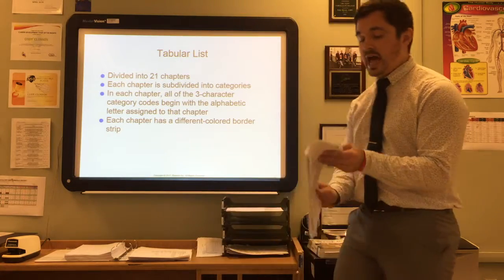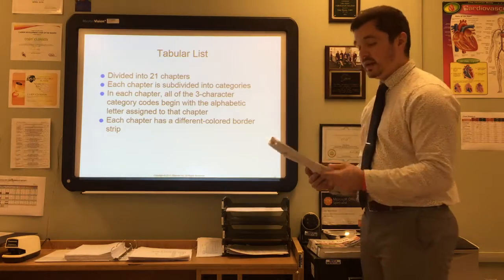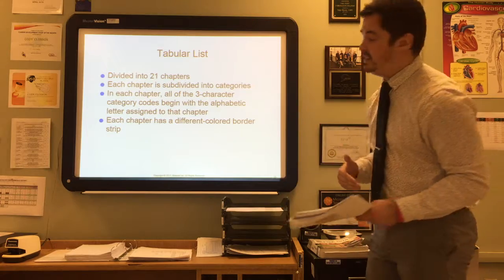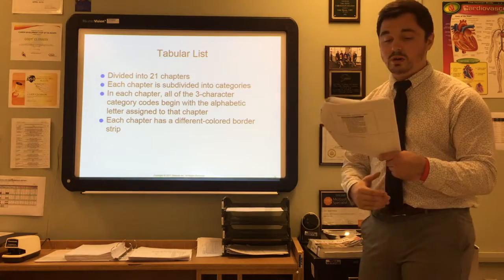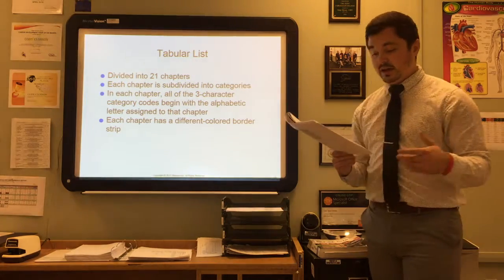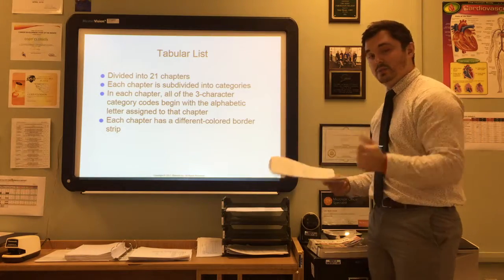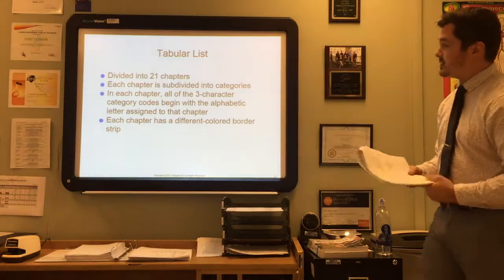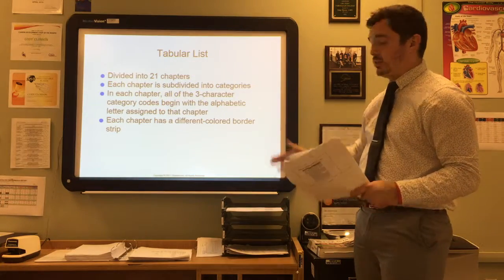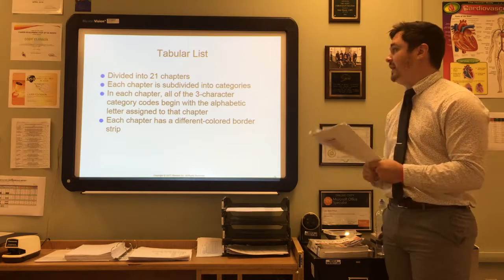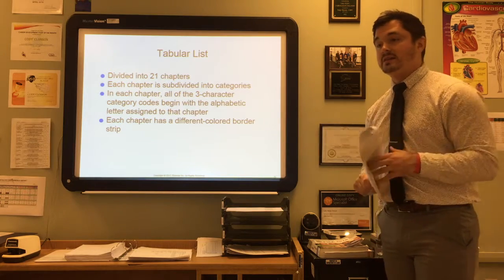And then you have your tabular list. Okay, so like I said earlier, when you were talking about the tabular list of diseases and injuries, it's divided into 21 different chapters. Now if you look at page 259, you will see that list that takes up nearly 3/4 of the page. So each chapter is divided into subcategories. All right, in each chapter, all of the 3 character categories beginning with that alphabetical letter is assigned to that chapter.